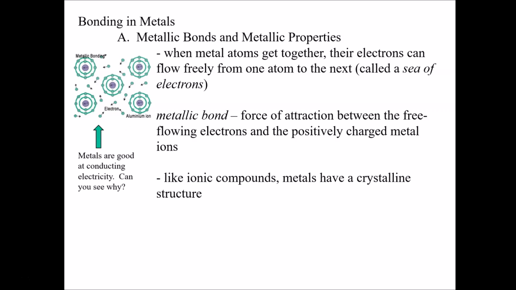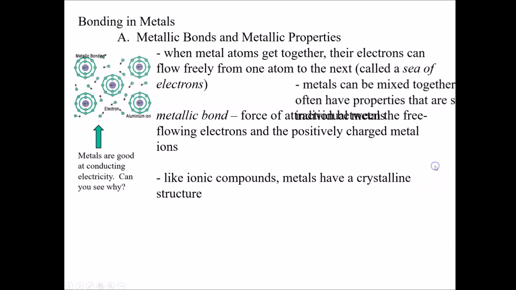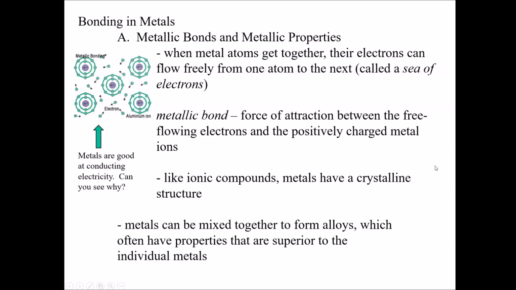So metals do have an order, right? They line up. There has to be a positive ion and then some negative electrons, and then a positive ion and then a negative electron, and a positive ion, the negative electron. There has to be an order to this. So metals have a crystalline structure, just like ionic compounds have a crystalline structure. They have an order to them.